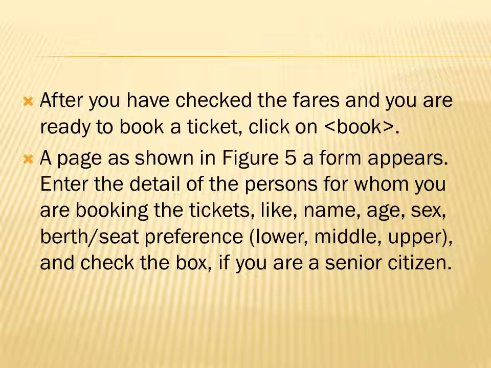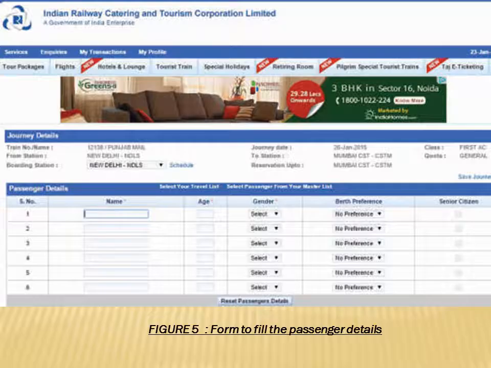You see the link there, that is book here, and you press that button. As soon as you press that link, you will be redirected to another page that you will see in figure number 5. That form appears where you have to fill in the details of the passengers who are traveling. So this is the page where you fill in all the details of the passengers, that is the name of the passenger, then the age, gender.